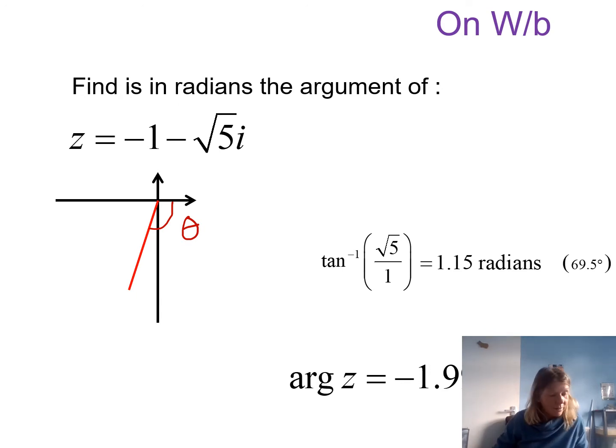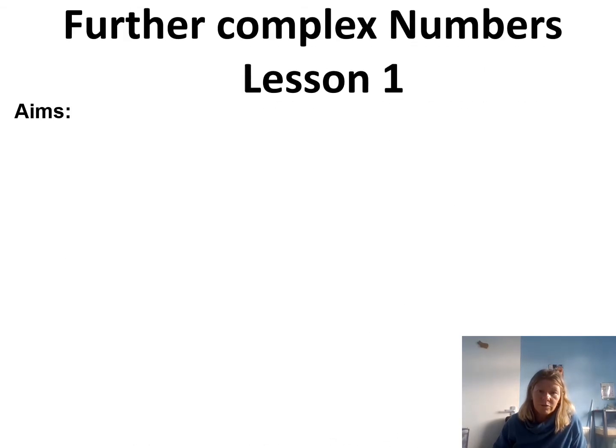Answer I'm hiding, aren't I? Naughty me. Minus 1.99 radians it should have come out as. Minus 1.99 radians. It's negative because it's under the x-axis. Positive over the x-axis, negative under. Right, well, hope that brought some memories back from AS Further Maths Complex Numbers.